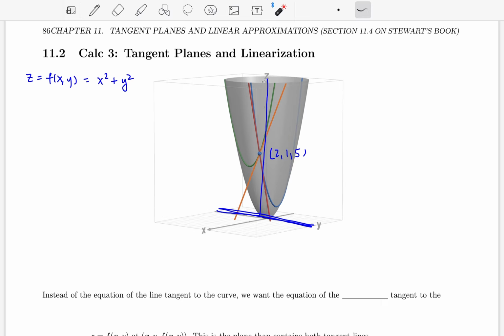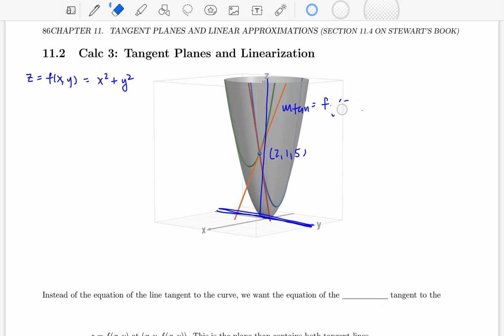And then if I compute the slope of the line tangent to the curve in the direction of y, the slope of this line will be given by the partial derivative in the direction of y evaluated at 1, okay?